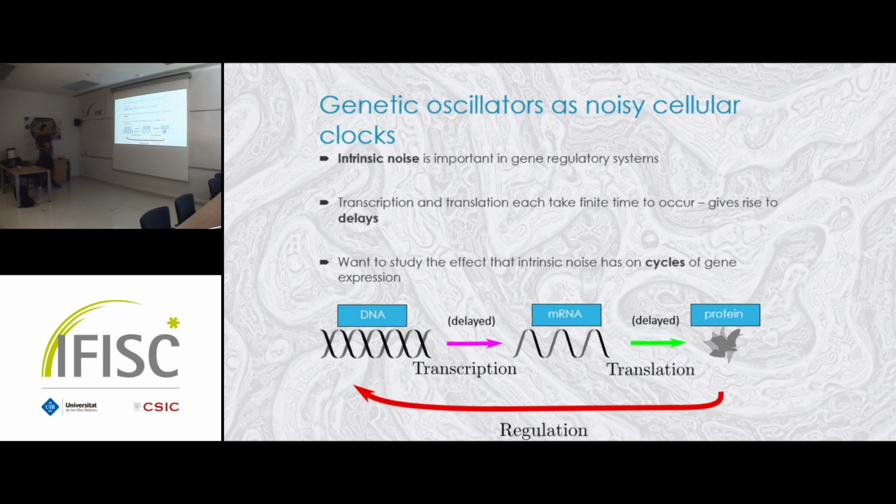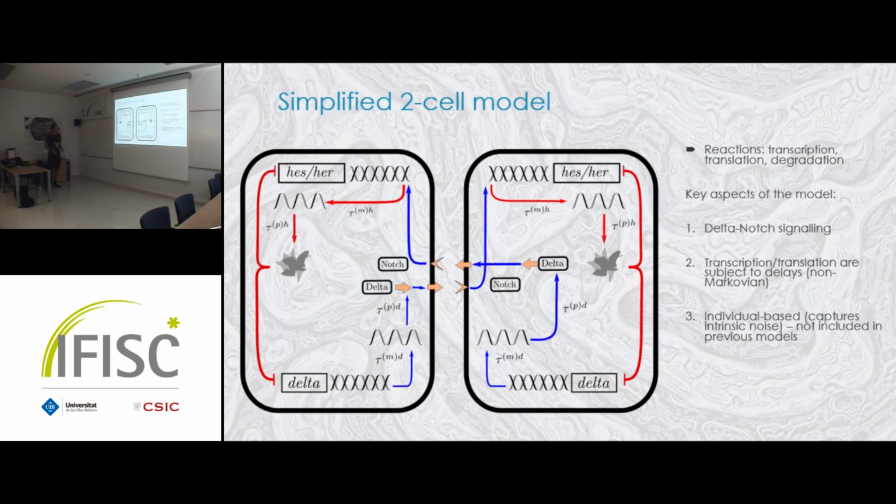If we want to build a model of our somite segmentation clock, what we decide to look at is a simple two-cell model where we have only two genes per cell, and the cells are coupled through the delta-notch mechanism. The idea is that we have our clock gene, which produces mRNA, which is then translated into protein. These proteins then interact with the other gene.